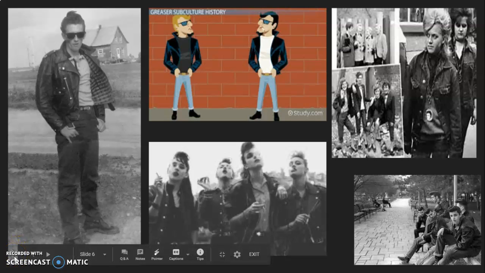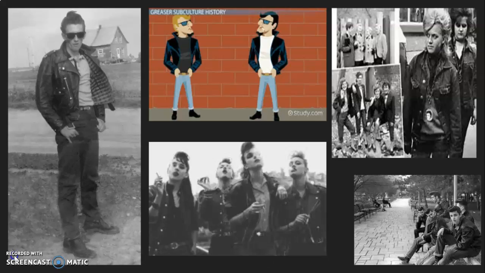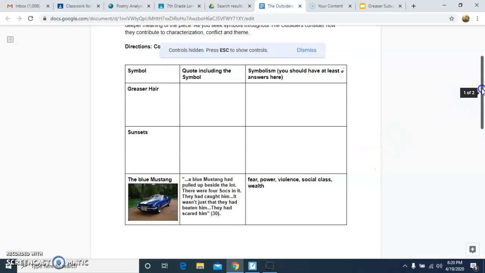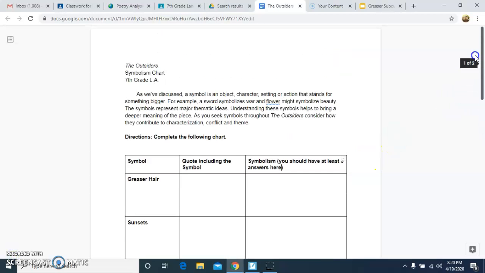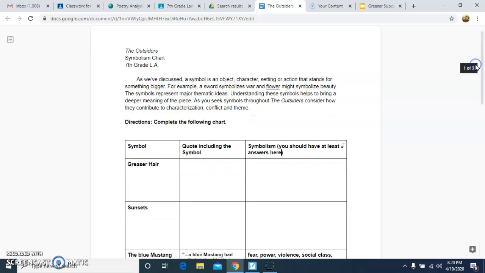Okay, so that wraps up our greaser subculture, and hopefully that gives us a better idea of who these people were, especially the ones in the book. Okay, the next thing I'd like to explain to you just quickly, this is pretty much common sense here, is the outsider symbolism chart. As we've discussed, a symbol is an object, character, setting, or action that stands for something much bigger than it is. For example, a sword might symbolize the war, a flower might symbolize beauty, and these symbols represent major thematic ideas in the story. And understanding symbols obviously helps us bring a much deeper meaning to the piece and really explore the piece's theme.